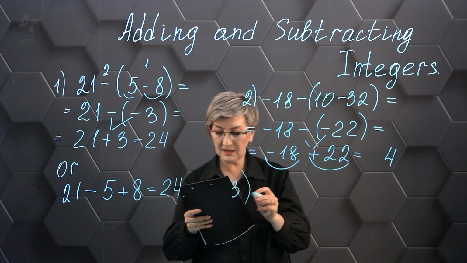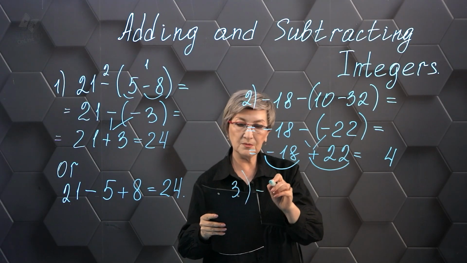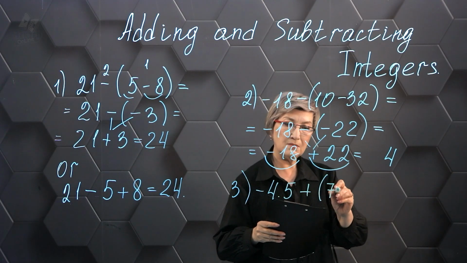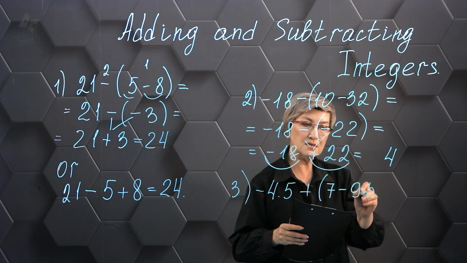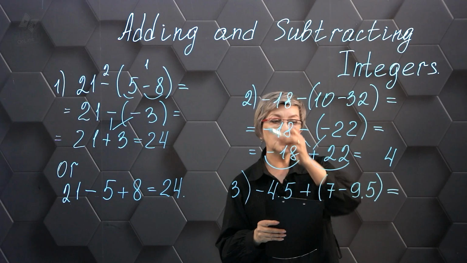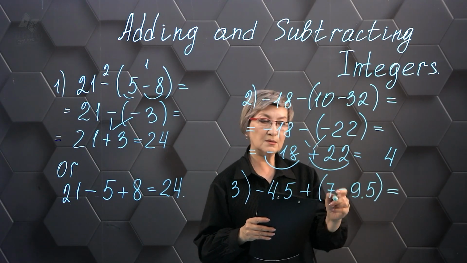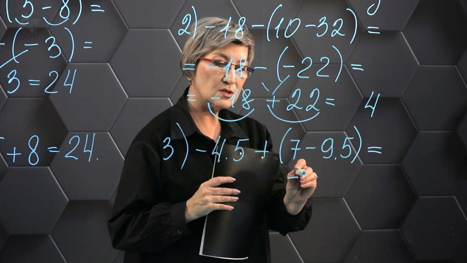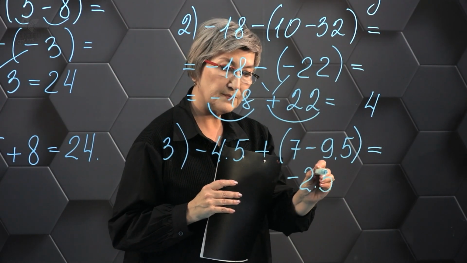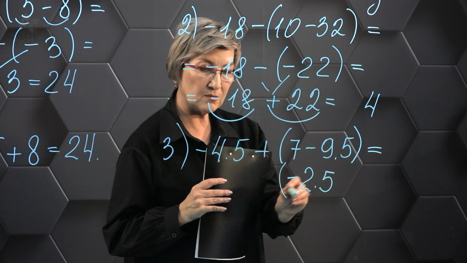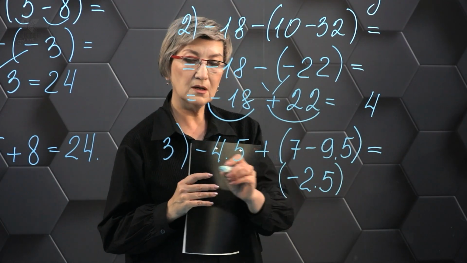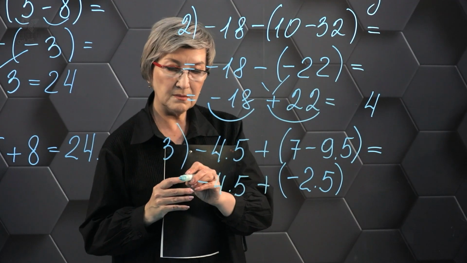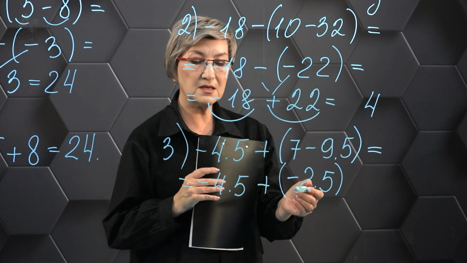Another example that we will solve now. I am noting down minus 4 whole 5/10 plus 7 minus 9 whole 5/10. I use the same algorithm. 7 minus 9 whole 5/10 is minus 2 whole 5/10. The number is negative, so I'll write it in parentheses. Minus 4 whole 5/10 plus, in parentheses, minus 2 whole 5/10.